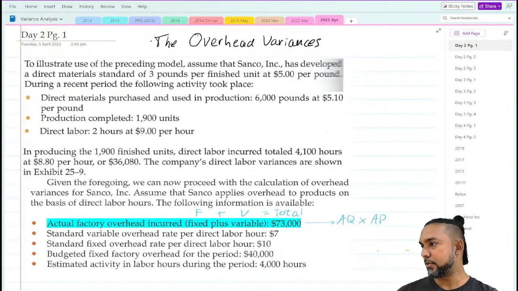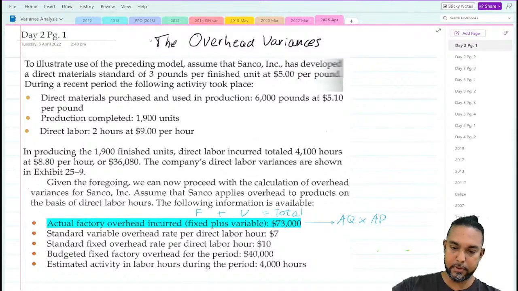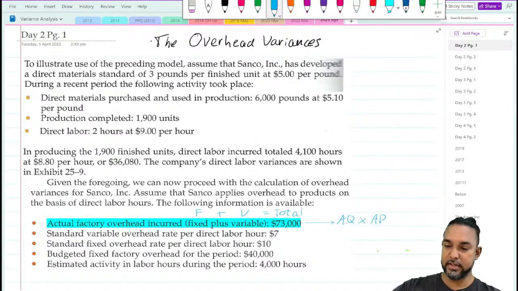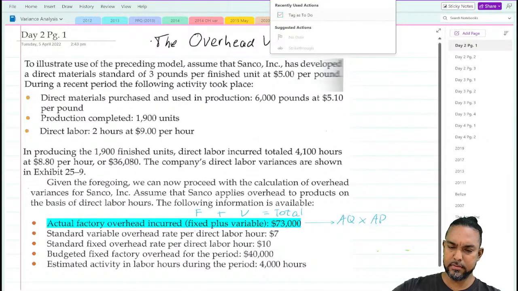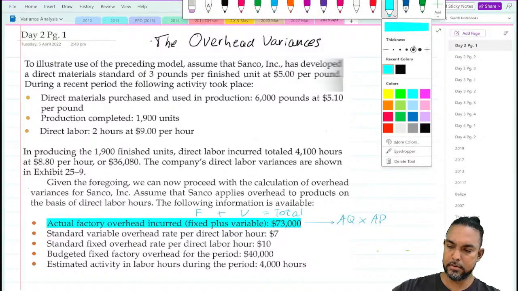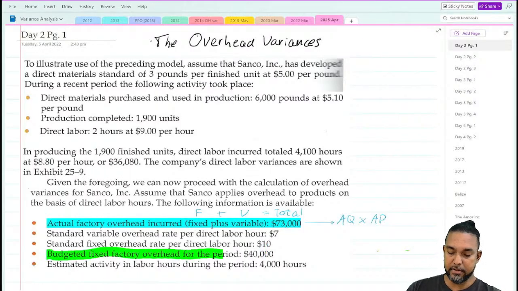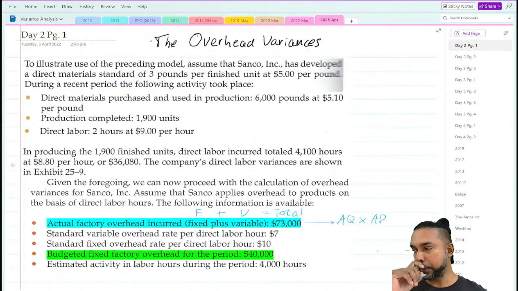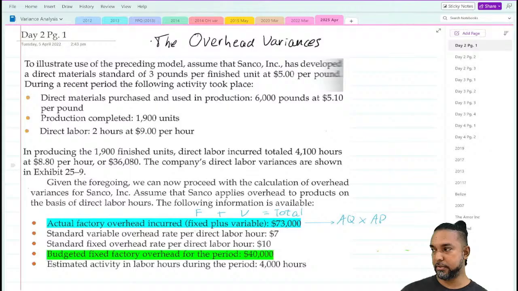Okay, so that's the actual. All right, see an item in green here. Green. So standard variable overhead rate per direct labor hour is 7. Standard fixed overhead rate per labor hour is 10. And the budgeted fixed factory overhead for the period is 40. And an estimated activity in labor hours.